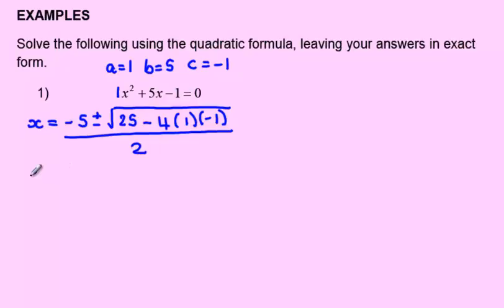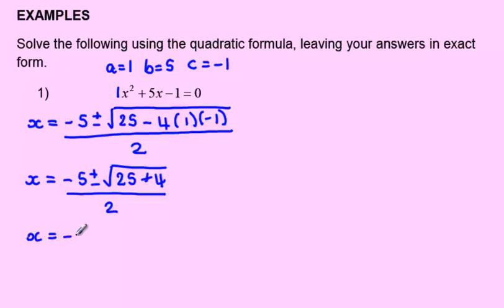On the next line, we're going to do some neatening up. So x equals -5 plus or minus the square root of 25. Now, -4 times 1 is -4 times -1 is +4. Again, all over 2. And that tells me that x equals -5 plus or minus the square root of 29, all divided by 2. Now, how do we get two solutions from this?